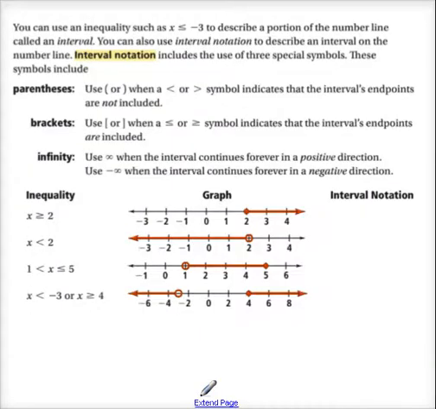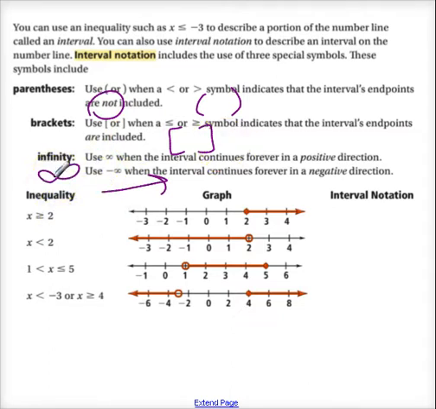All right. Finally, this last part of our lesson is talking about interval notation. We can use this to describe an interval on the number line. It includes three special symbols. Parentheses. We use parentheses when we're talking about a less than or greater than symbol. So the endpoints of our graph are not included, so parentheses. When they are included, we use brackets. So those are for our less than or equal to or greater than or equal to symbols. The endpoints are included. And when a graph arrow goes on forever, we use an infinity sign, which is that sideways 8. So let me show you what I mean.